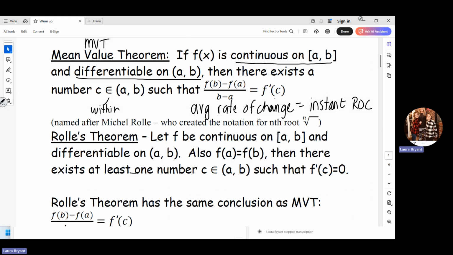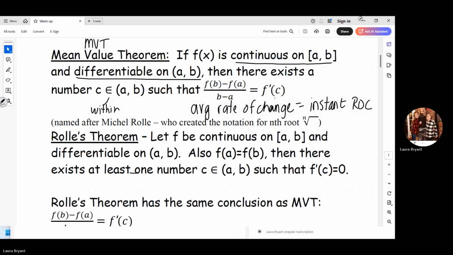So would that mean the instantaneous rate of change would be within a? No, the value of c, the location where the instantaneous rate of change occurs, is in between a and b. Is that what you said? The rate of change would be in between a and b? No, I was saying that if the instantaneous rate of change would be with. No, the thing that's between a and b is the c value, the location where the instantaneous rate of change happens. Oh.